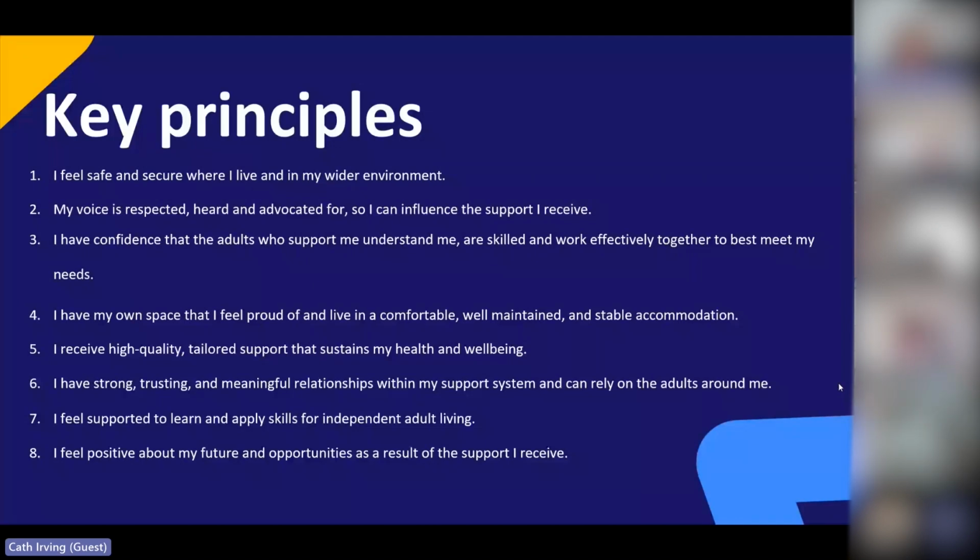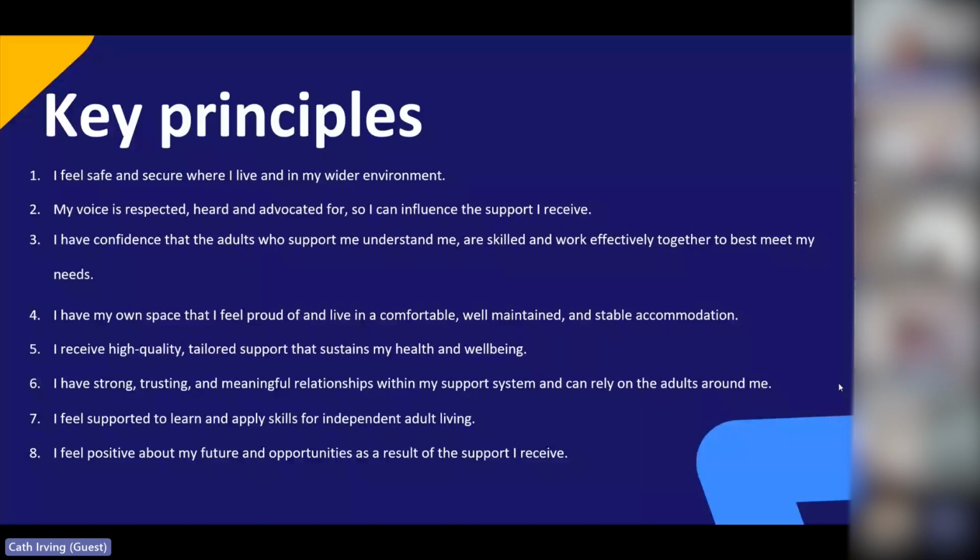So the principles are that I feel safe and secure where I live and within my wider environment, that my voice is respected and heard and advocated for, so I can influence the support that I receive, that I have a confidence that the adults who support me understand me, are skilled and work effectively together to best meet my needs. I have my own space that I feel proud of, and I live in a comfortable, well-maintained and stable accommodation. I receive high quality tailored support that sustains my health and well-being.